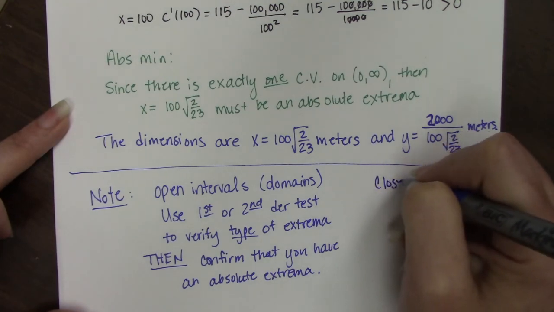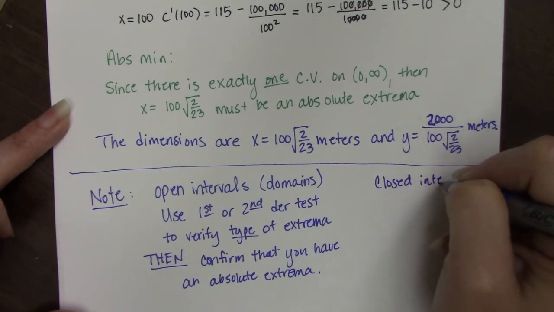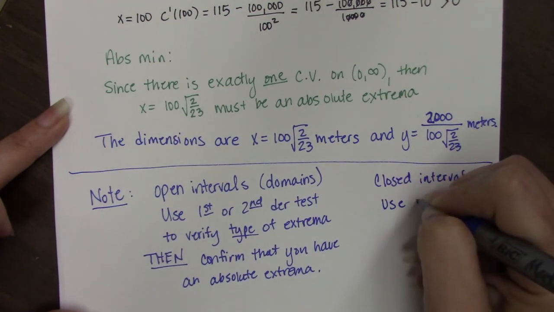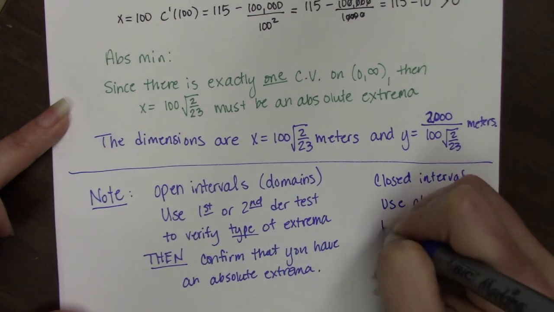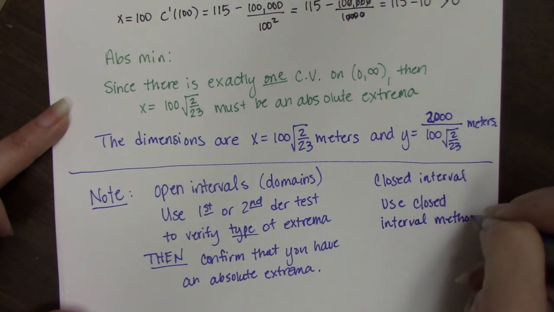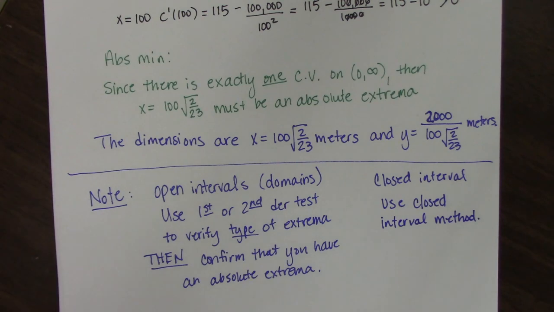Closed interval, you simply use the closed interval method. And we had a previous problem on this final where we asked you to do the closed interval method, so you can go back and review that if you're not sure what this method looks like.